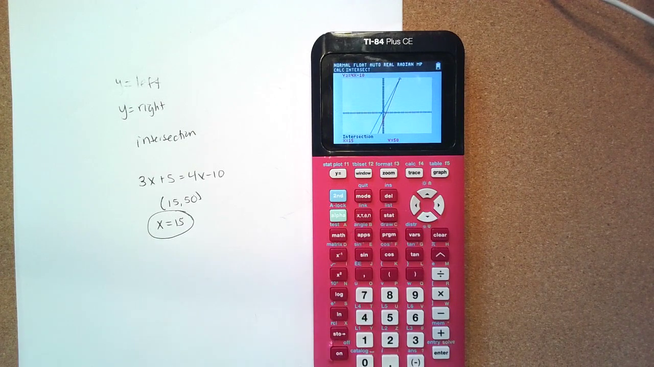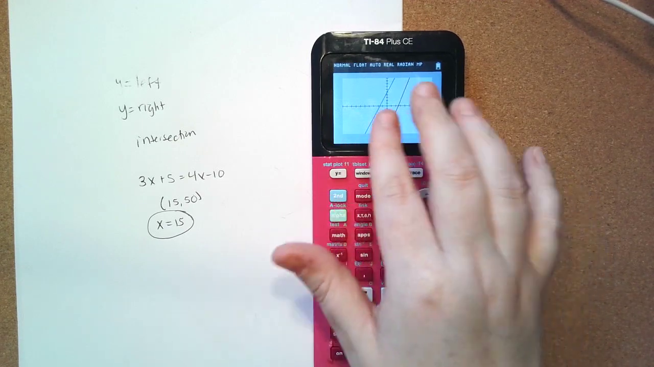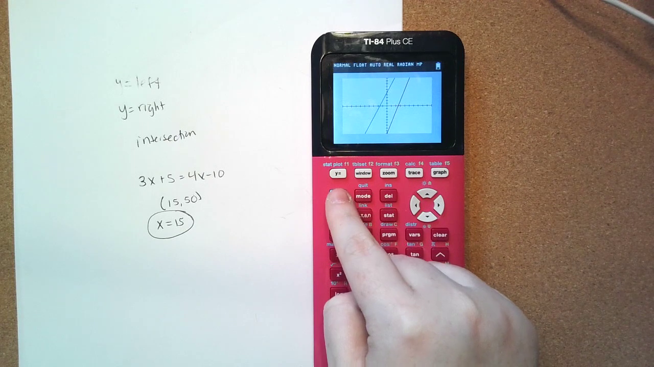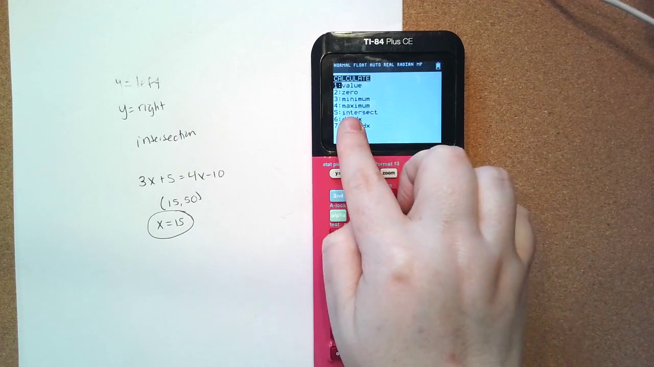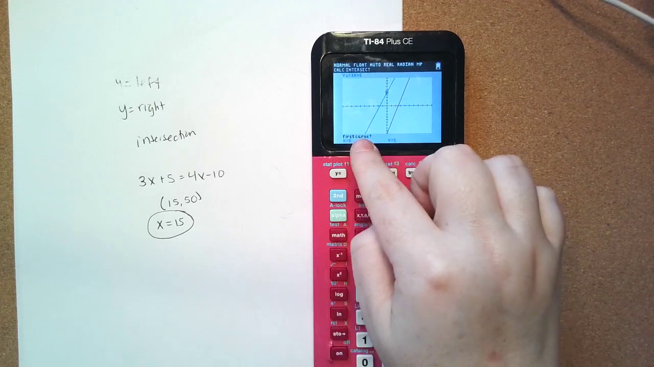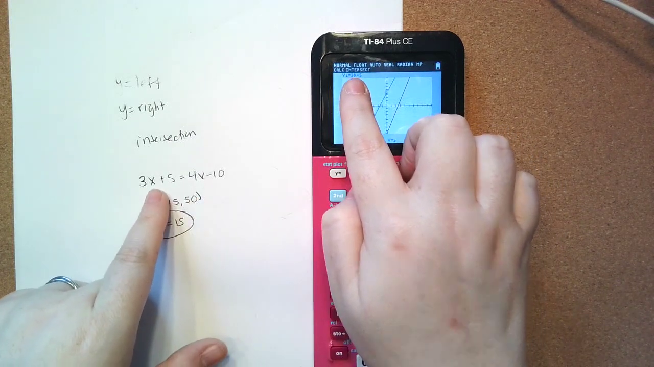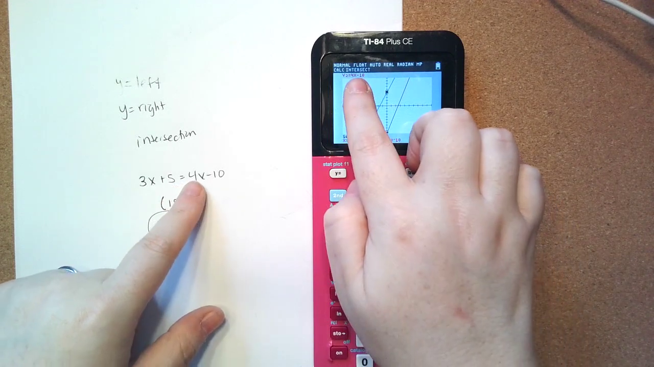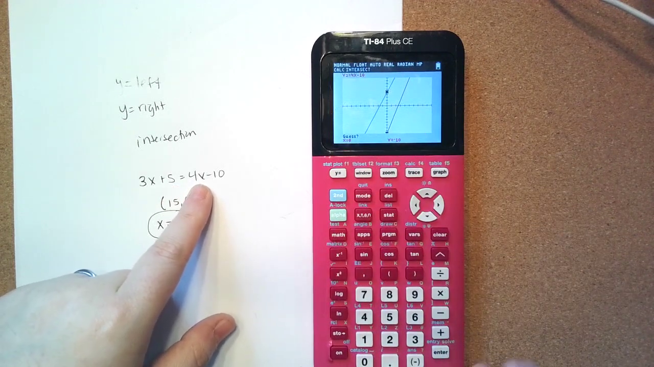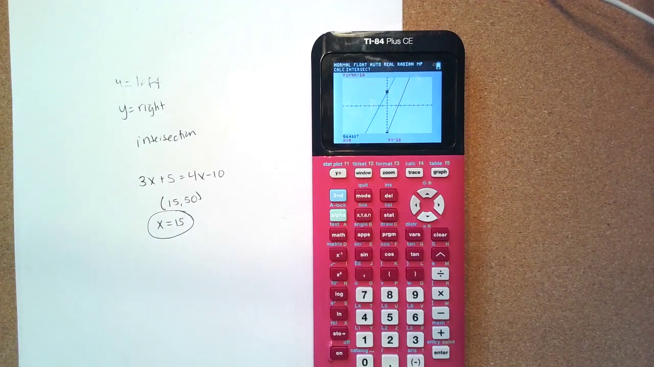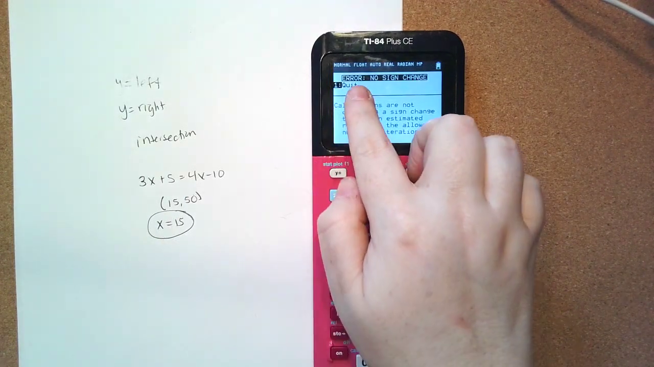Now, if I go back to zoom 6, this is my standard window. What happens here is we could not originally see the intersection. So if I try to do it here, sometimes it works, sometimes it does not. So I know that these will intersect. I'm going to try and find the intersection right now from this graph as it is. So I'll press again second calculate, and I want again the intersect, so I'll press number 5. I want my first curve to be 3x plus 5. That is true. Press enter. I want my second curve to be 4x minus 10. That is true. I'm going to press enter. Now I'm going to press enter on the guess because I do not want to guess. And it says error, no sign change.